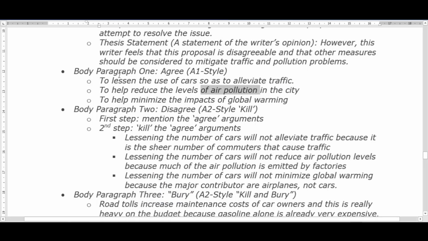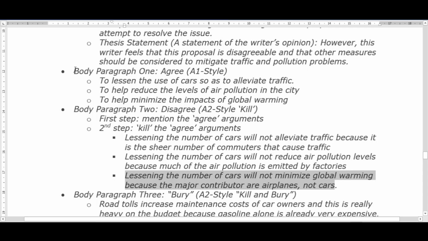And then the third opposing opinion is some people say that this will help minimize the impacts of global warming. And so you can kill that by saying lessening the number of cars will not minimize global warming because a major contributor of carbon to the atmosphere are actually airplanes and not cars. So that's the second option you can use.